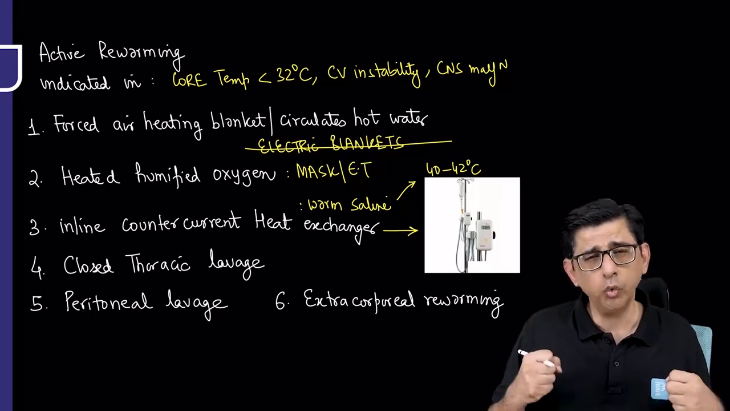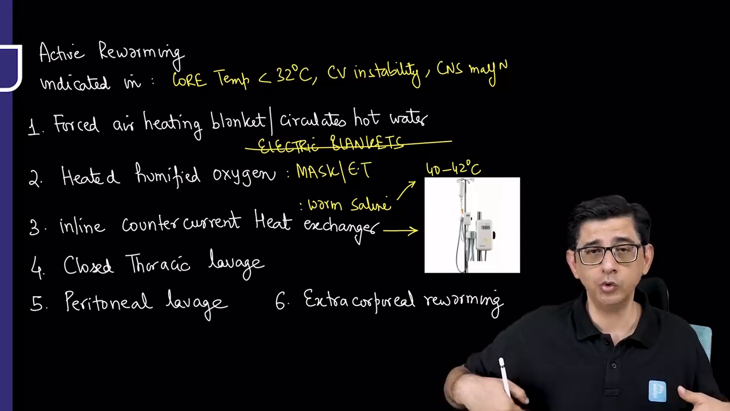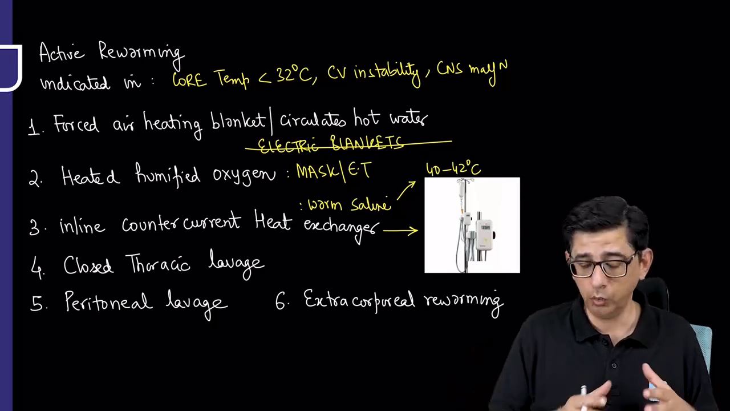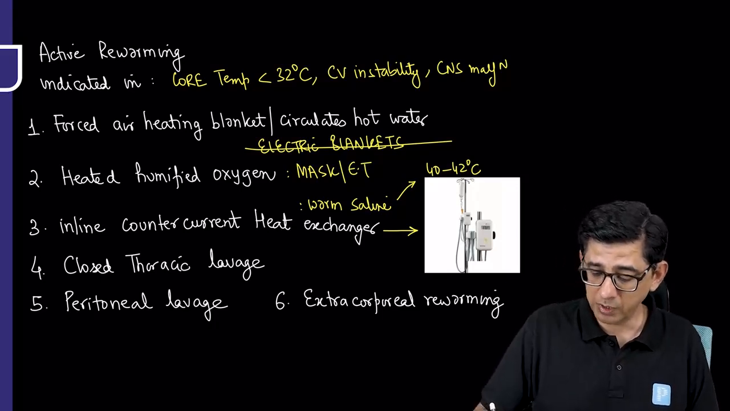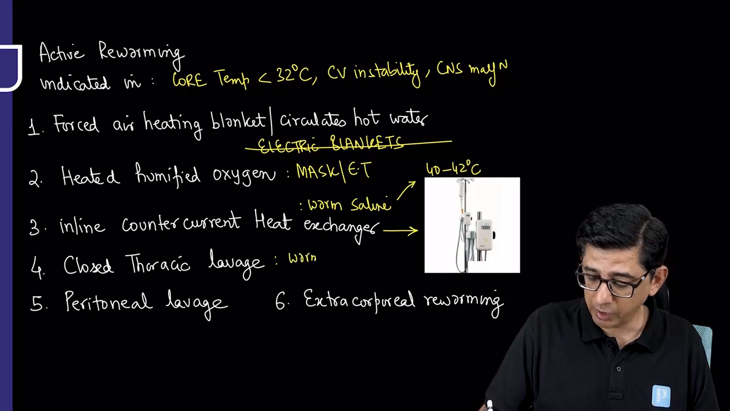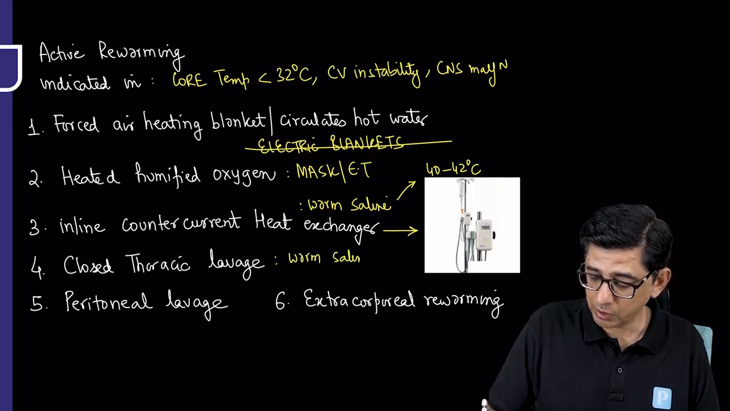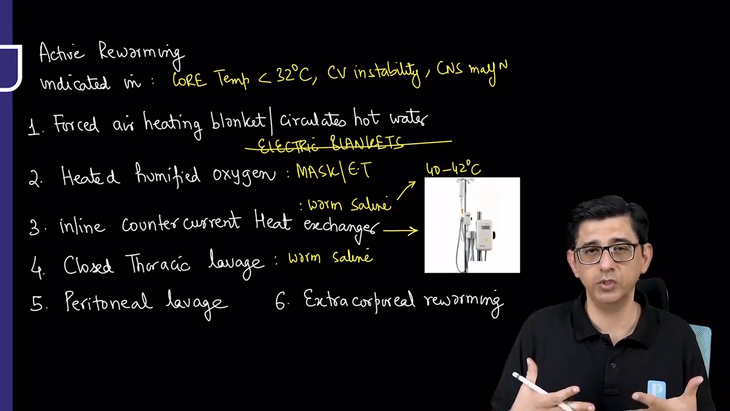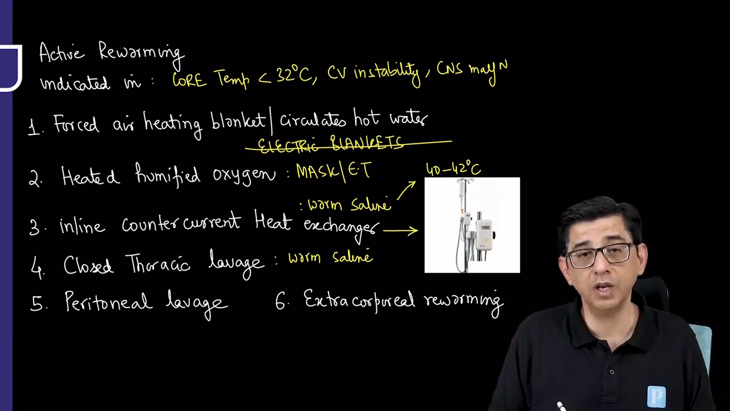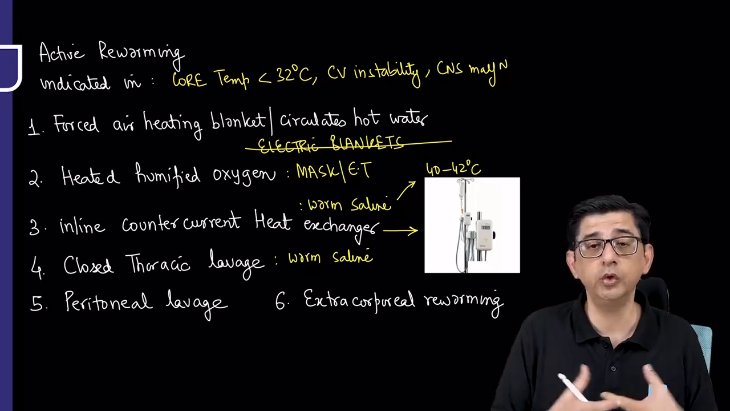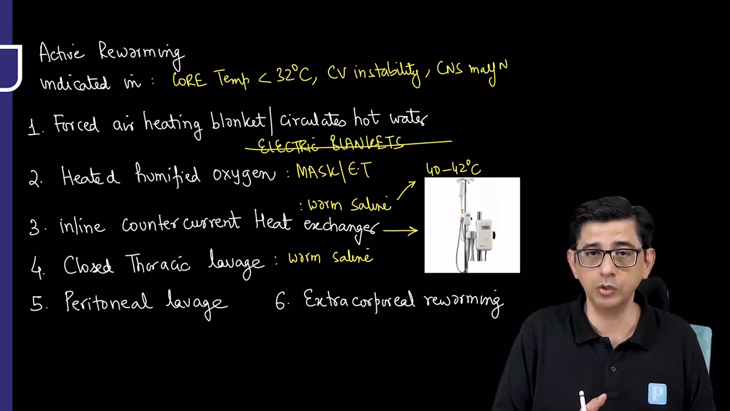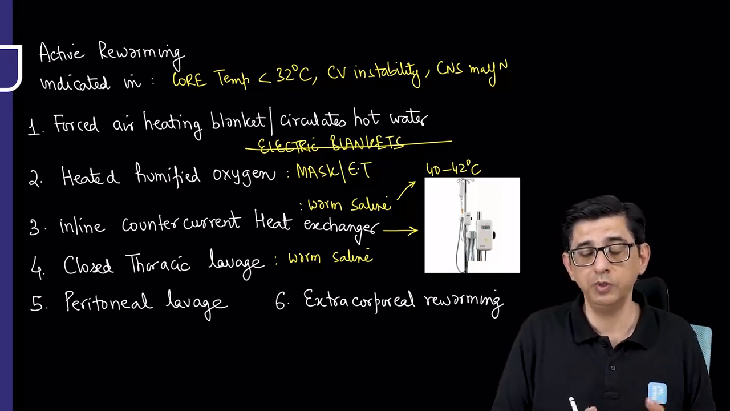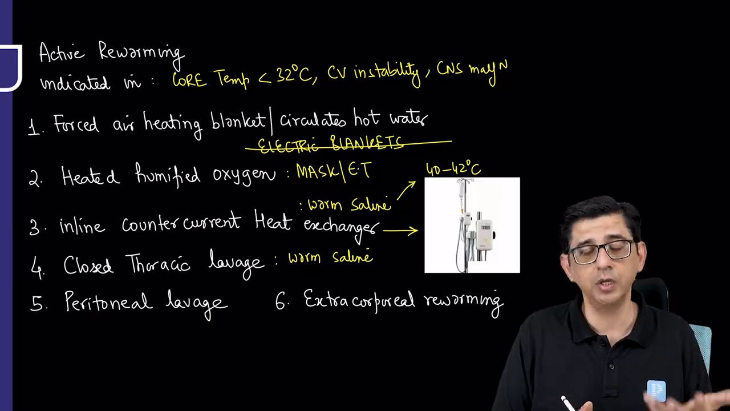In case the body is totally frozen, we can do thoracostomy, put in chest tubes, and do a closed thoracic lavage again with warm saline. The main message is that point number 4 is mainly to be used in those circumstances where the body is totally frozen. That's where closed thoracic lavage is used, because it will be delivering heat directly to the heart. And if you deliver heat to the heart, then ventricular fibrillation will also stop, cardiac conduction will also improve, and the peripheral circulation will gradually start improving.